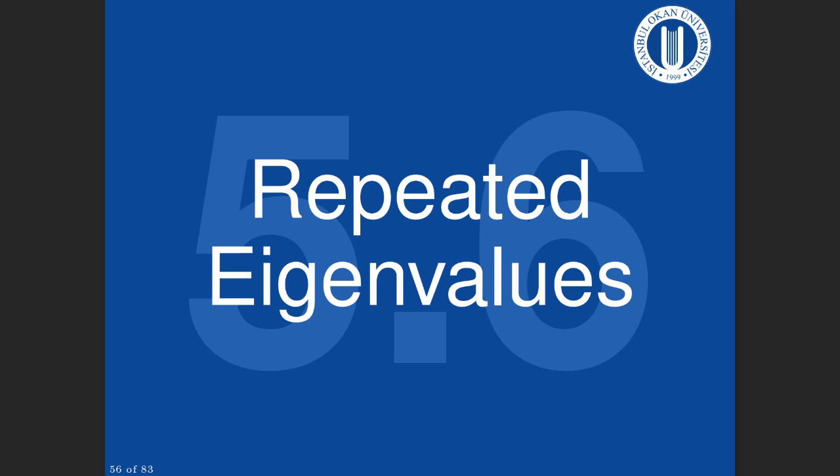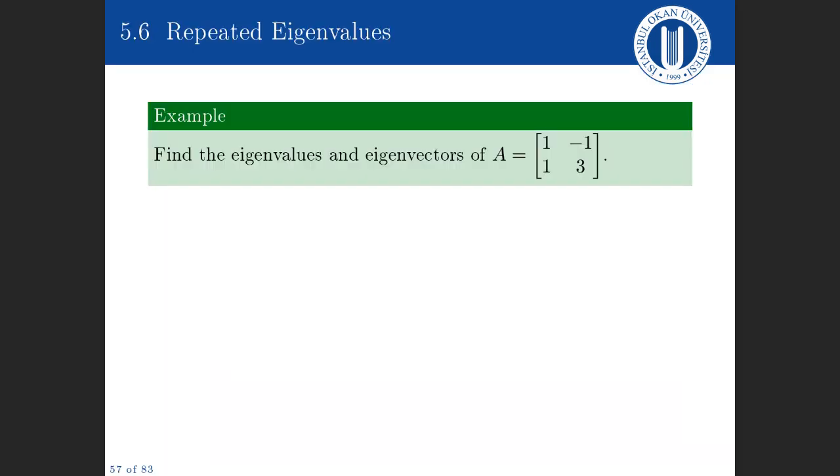And let's continue. Our second topic for today's lesson is the idea of repeated eigenvalues when we don't have n linearly independent eigenvectors. For example, find the eigenvalues and the eigenvectors of the matrix 1, -1, 1, 3.